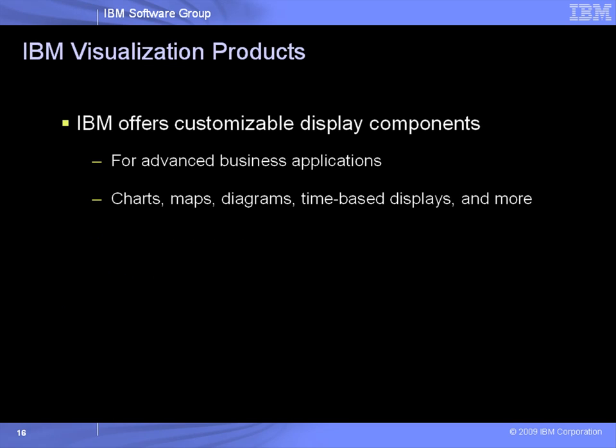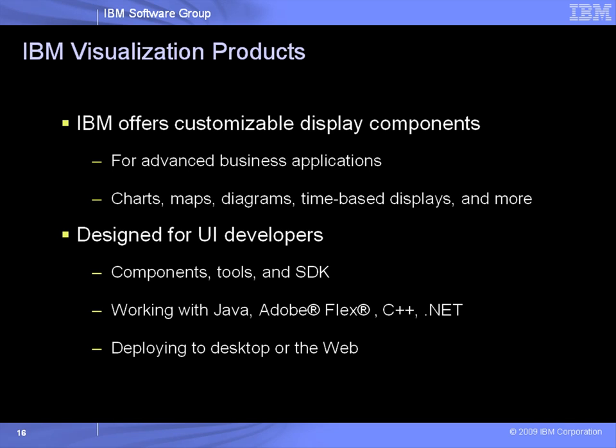IBM offers a wide variety of products for building the types of displays we've seen in this presentation, including charts, maps, diagrams, time-based displays, and much more. These products are packaged as ready-to-use and ready-to-extend components, along with tailoring tools such as editors, and also with the underlying software development kits. In this way, the developers can quickly integrate new displays and at the same time, rest assured that the SDK will give them full access to the underlying parts.